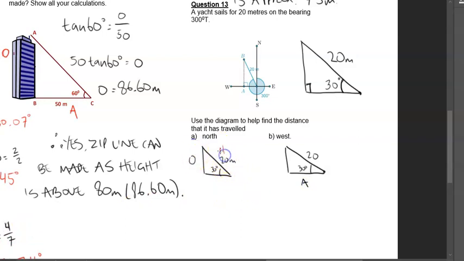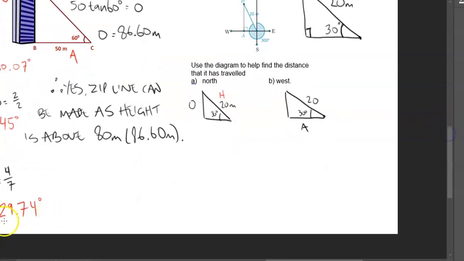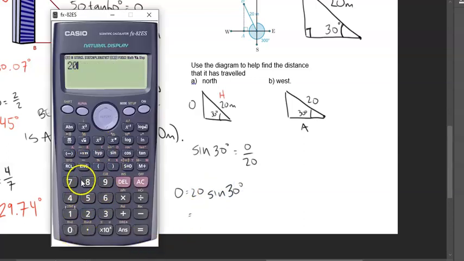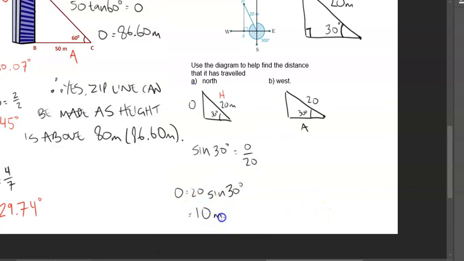We have the hypotenuse. The trigonometric identity we'll be using is sine. So the sine of 30 degrees is equal to opposite over hypotenuse. In this case, the hypotenuse is 20. So O is 20 times sine 30 degrees, which is equal to 10. So it has traveled north exactly 10 meters. Therefore, I'm just going to write: travel north 10 meters.